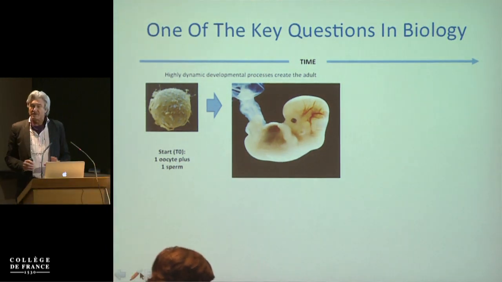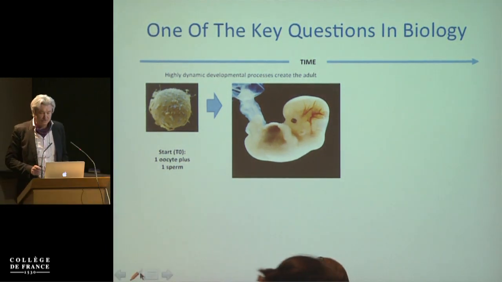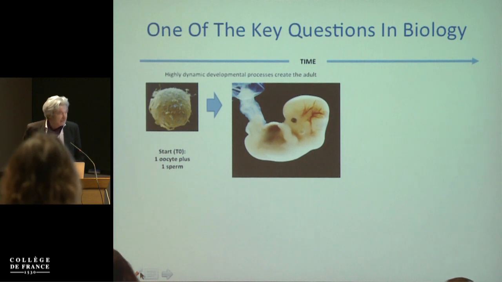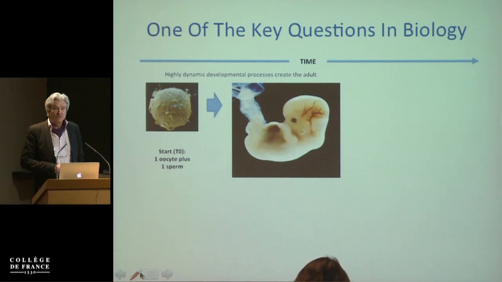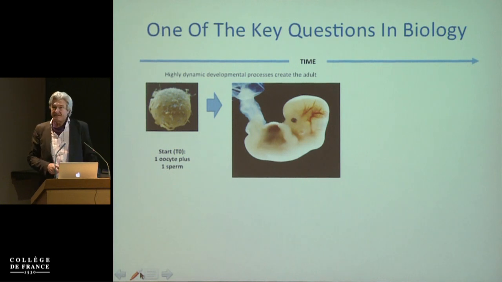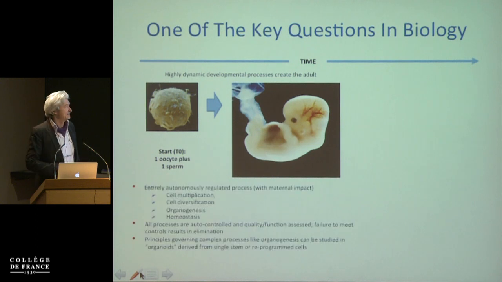first question, which is one of the key issues of biology. And that is, we would like to understand how complex systems are set up from individual cells. As you all know, following the fertilization of an oocyte by a sperm, there's a complex process which is initiated, leading to an embryo with different tissues, high complexity.